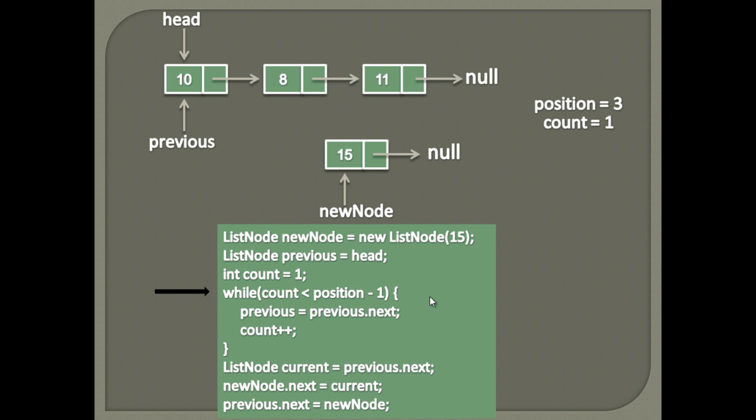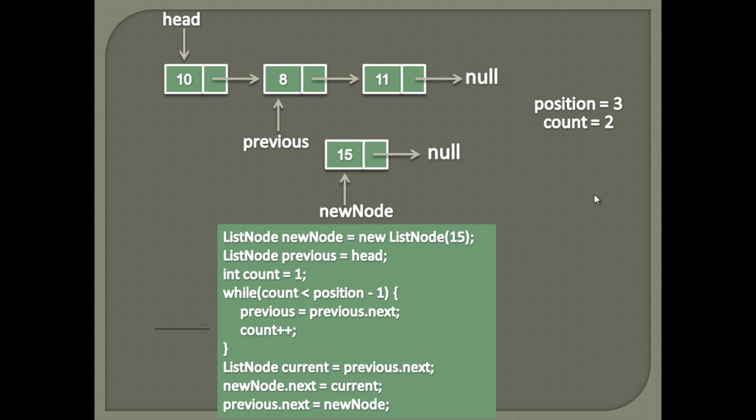Currently, value of count is 1, and value of position is 3. Thus, count value is less than value of position -1, that is 2. Thus, statement in while loop executes. In while loop we just traverse previous by 1 node. And finally, as now previous points to second node, thus we increase value of count by 1.